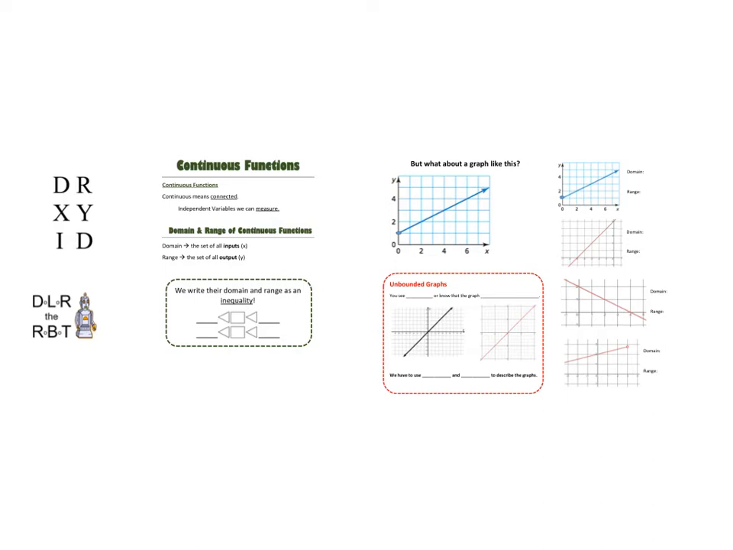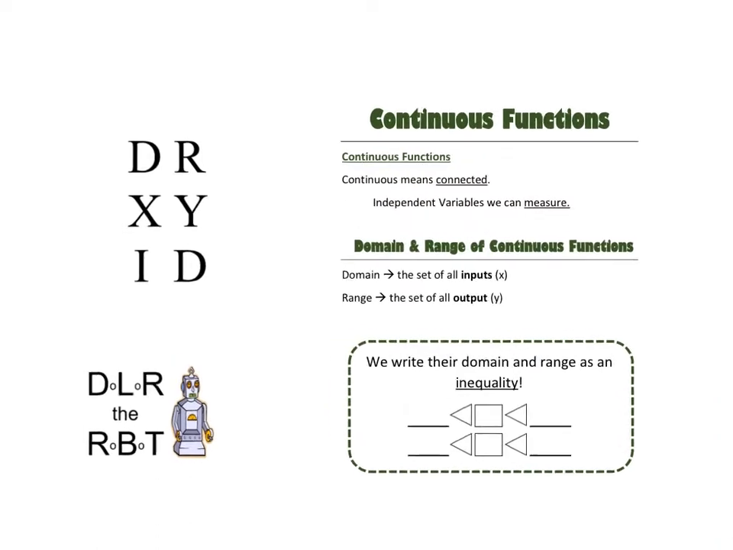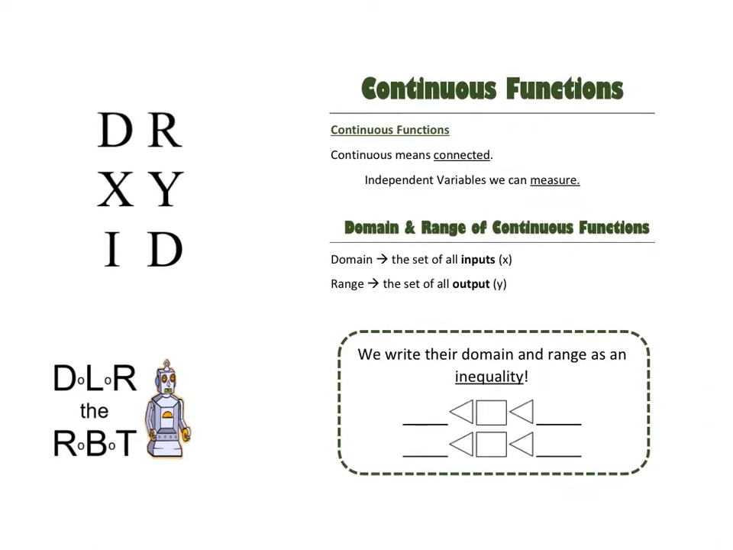We're going to continue talking about continuous functions today because we actually only talked about half of the types of continuous functions you might see. Today we're going to be dealing with what are called unbounded graphs, but we'll get there in a second. Before we get there, we're going to review some of the vocabulary that we need for today.